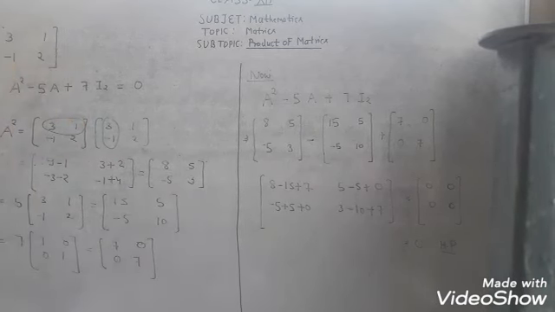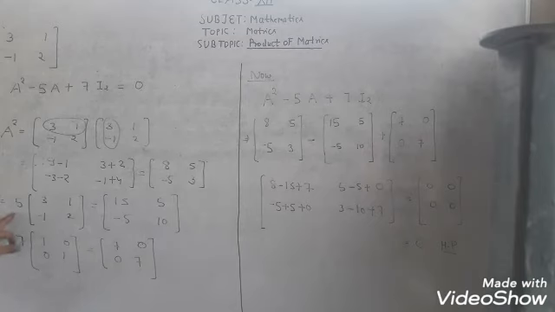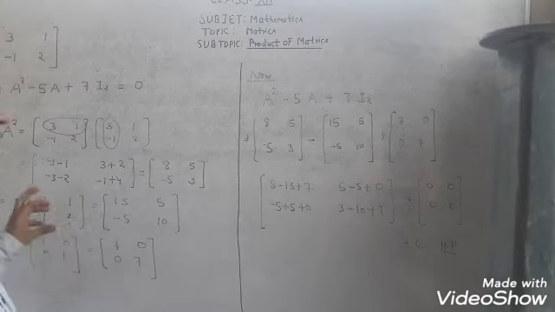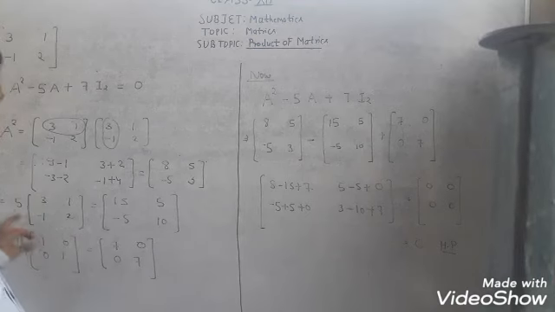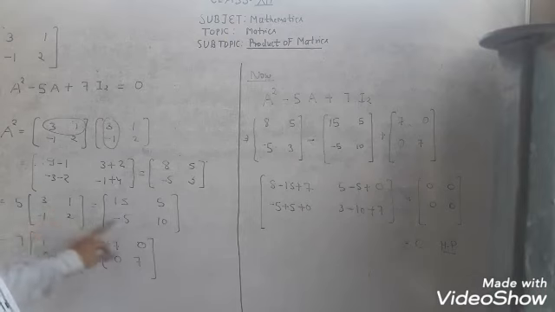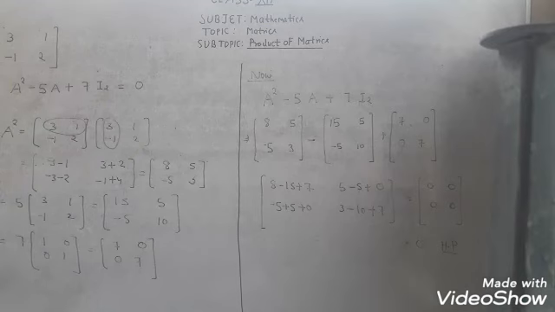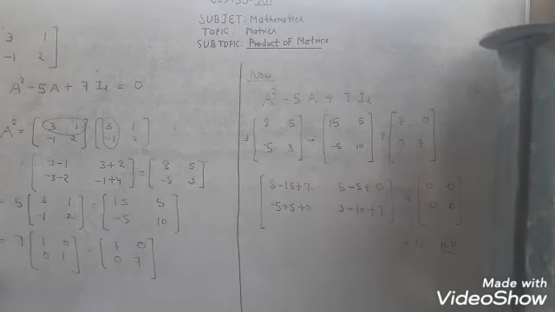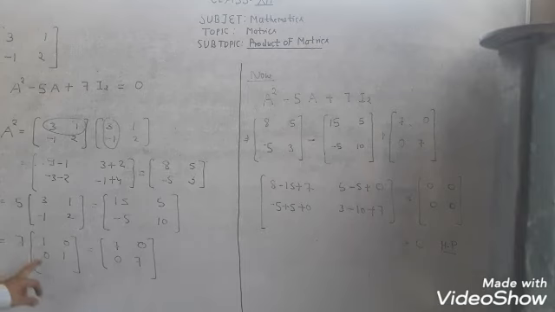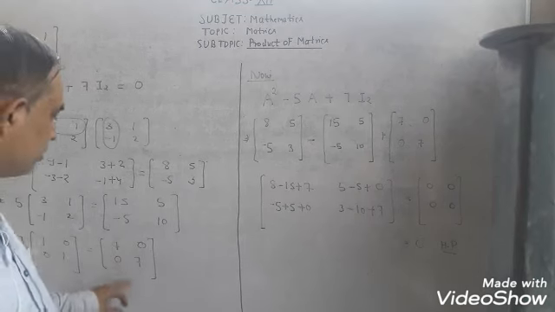Now in the second step, we find 5A, that will be 5 multiply matrix A, 3, 1, minus 1, 2. So we multiply each element by 5. 5 times 3 is 15, 5 times 1 is 5, 5 times minus 1 is minus 5, 5 times 2 is 10. Now we have 7I2. What is the meaning of I2? That will be the identity matrix of 2 by 2, so we write it as 1 0 0 1. Now multiplying by 7, we get 7 0 0 7.